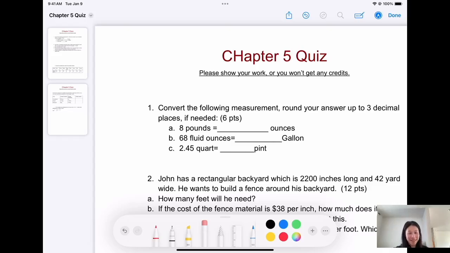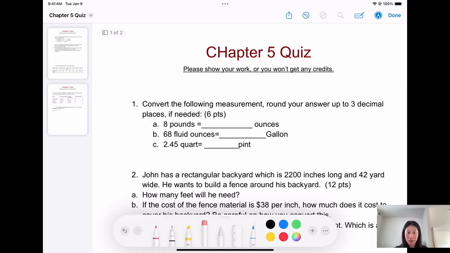Hello everyone, in this video I would like to go over chapter 5 quizzes. So the first one that we learn is converting the following measurement. The first one is from pounds to ounces. There are two ways to do it, and either way that you use is fine.